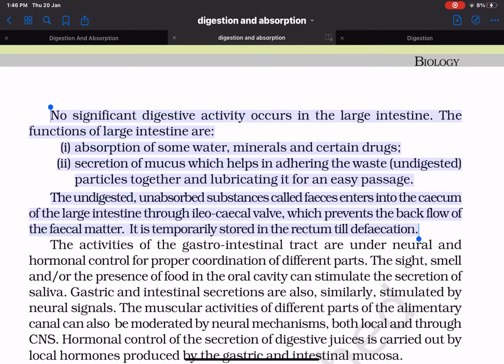The functions of the large intestine are: 1. Absorption of some water, minerals and certain drugs. 2. Secretion of mucus, which helps in adhering the waste undigested particles together and lubricating it for an easy passage. The undigested, unabsorbed substances called feces enter into the cecum of the large intestine through the ileocecal valve, which prevents the backflow of the fecal matter. It is temporarily stored in the rectum till defecation.